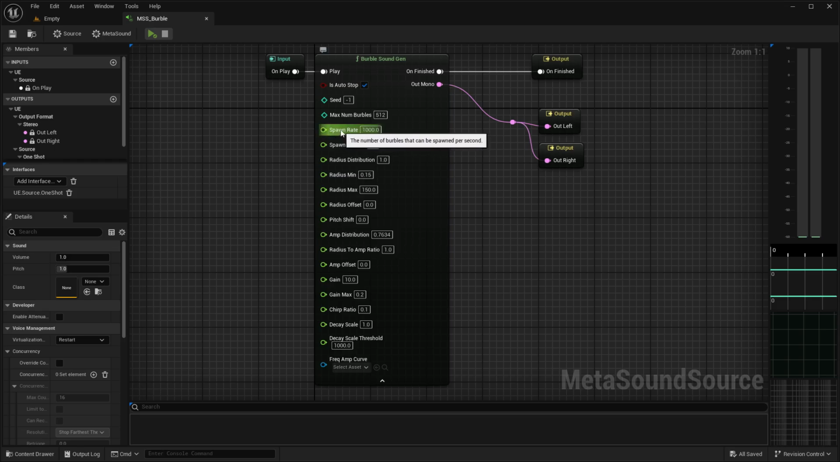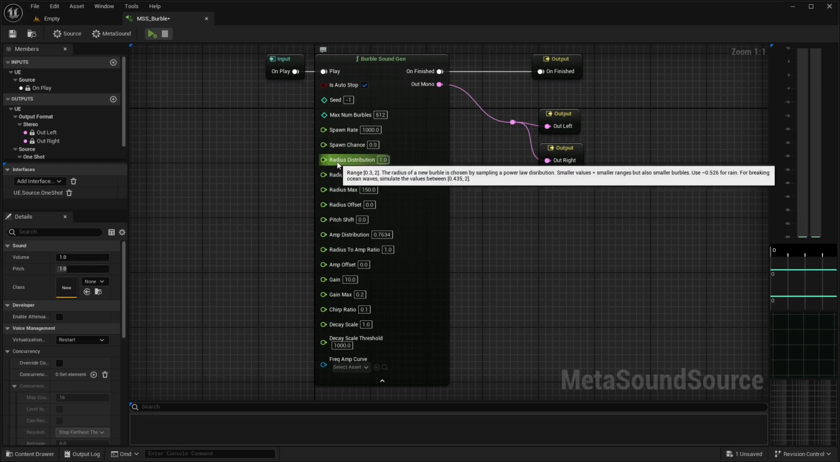Because this node is extremely optimized, the spawn rate can go up to half of the sampling rate. Though, realistically, 10,000 is the highest spawn rate we ever need. Similar to other nodes, spawn chance is the chance a new bubble will be spawned on each spawning interval. Radius distribution is the bread and butter of this node. By changing this value, you can simulate different kinds of liquid interactions.